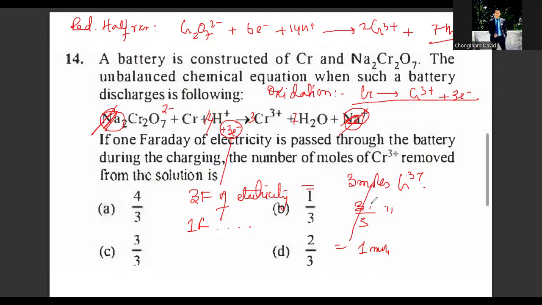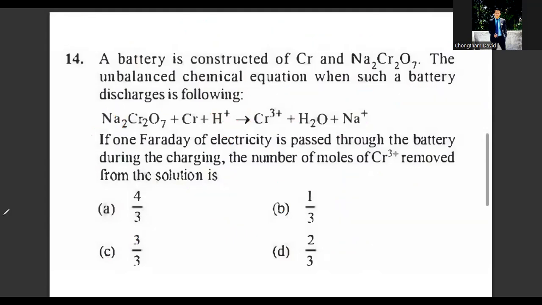3 by 3 or 1. So there is no 1 mole, so we'll simply write 3 by 3. This is the answer to question number 14. I hope it is understood. Let's move on to the next question, question number 15.